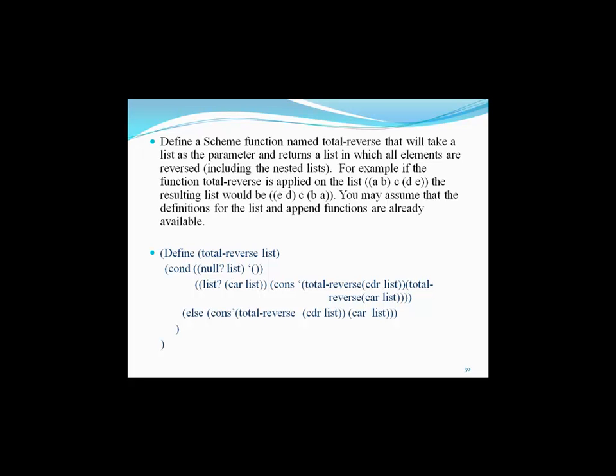If it is true, use the cons function, total reverse the CDR of the list and total reverse the car of the list, and combine them using the cons function. Else, if both statements are false, we are going to the else condition, and using the cons function we will combine the total reversed CDR of the list and the car of the list.